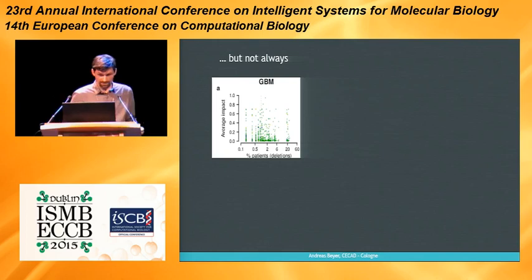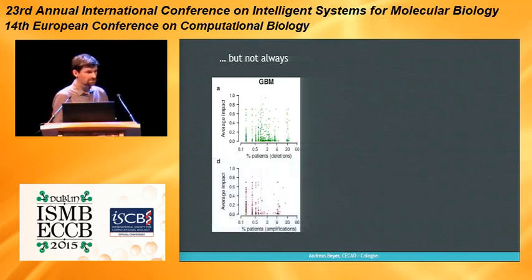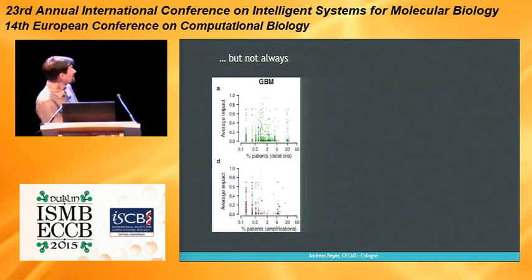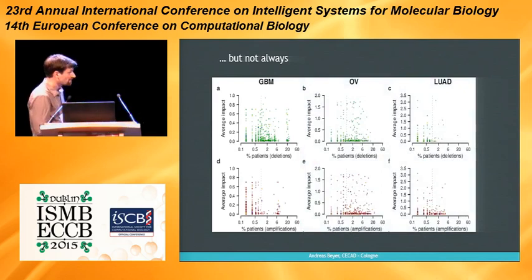This is for glioblastomas, just the deletions, and then we can look at amplifications. We see a similar picture. And then you look at the other tumor types, and again, you see the same. There are some rare mutations that are as important as the frequent mutations. So rare really means in this case 1 or 2 patients, right? This is 1 patient, this is two patients, and so on.